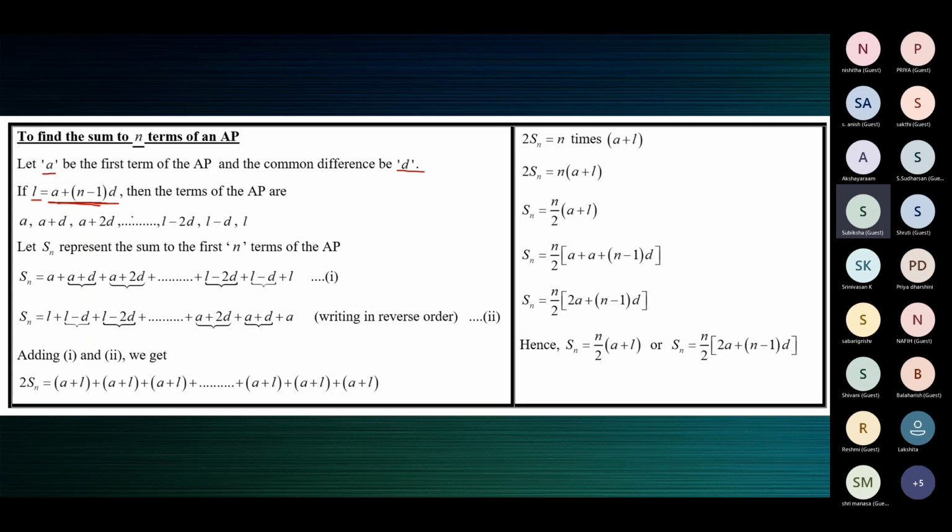Then the terms of the AP are A, A plus D, A plus 2D. The nth term is L. Its preceding term will be L minus D, and before that will be L minus D minus D, so L minus 2D. The next ones will be L plus D, L plus 2D, L plus 3D. If you're going forwards, add the common difference. If you're moving backwards, subtract the common difference.